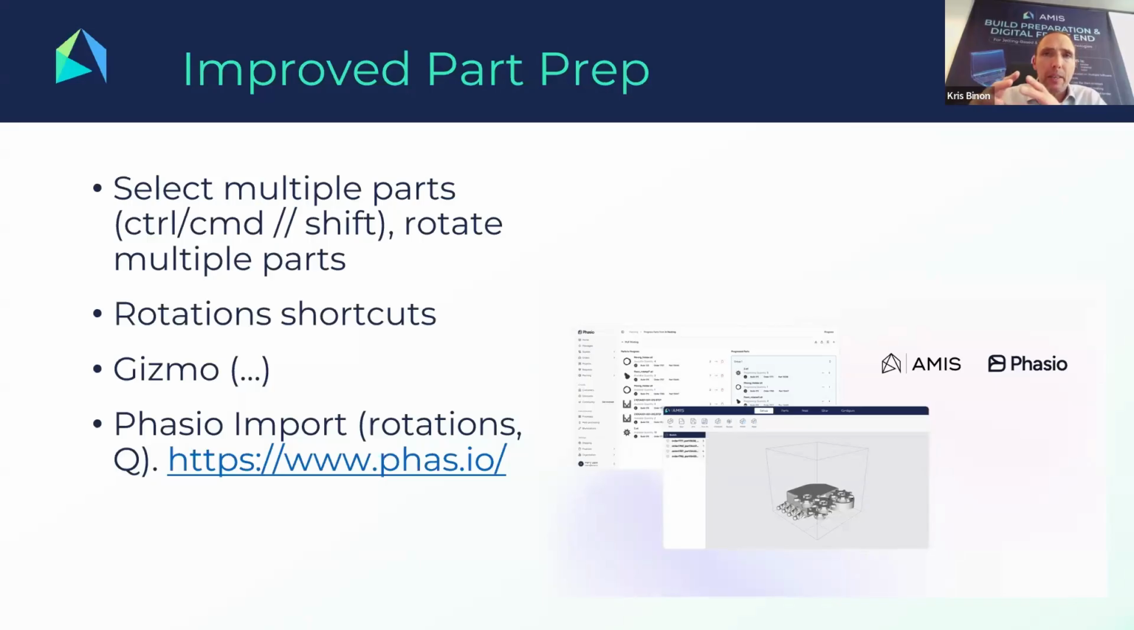Now that sounds very easy, but it really makes a difference, because as you import the ComSpec file, you basically already know how many parts you will need. So there's no room for making mistakes there. You have the rotations right, and they will be remembered in Phasio. So the next time you print them, you can reuse those settings. And so that really shortens your part prep, your phase one of the build preparation, let's say. We'll come back to that because there are more advantages to the Phasio integration.